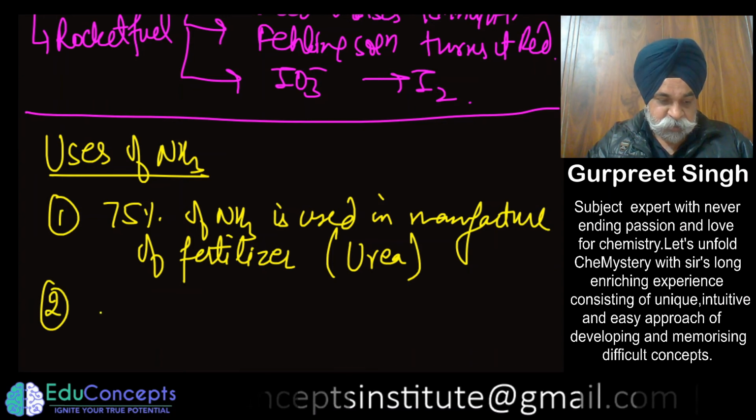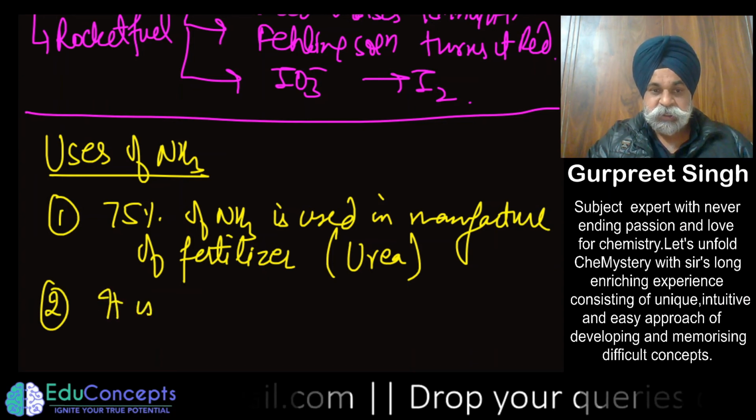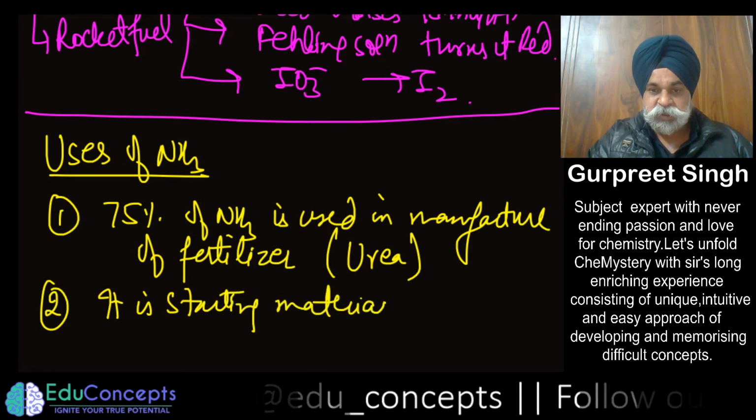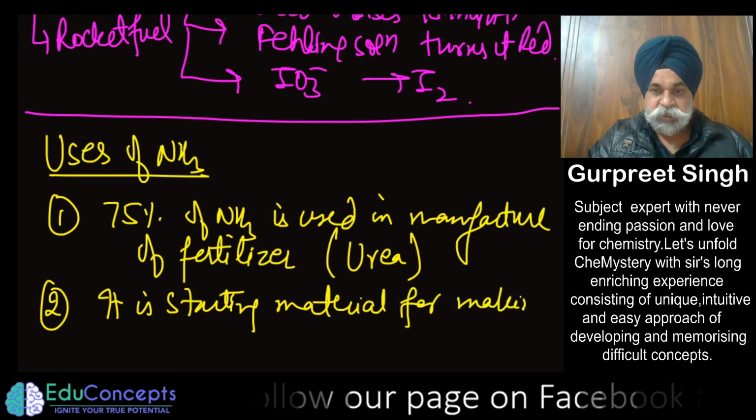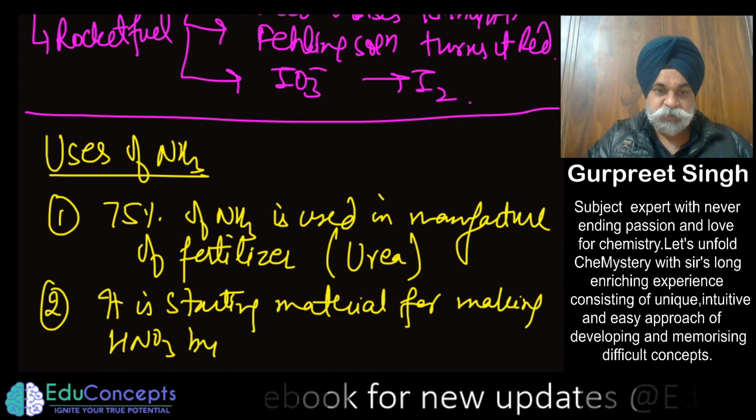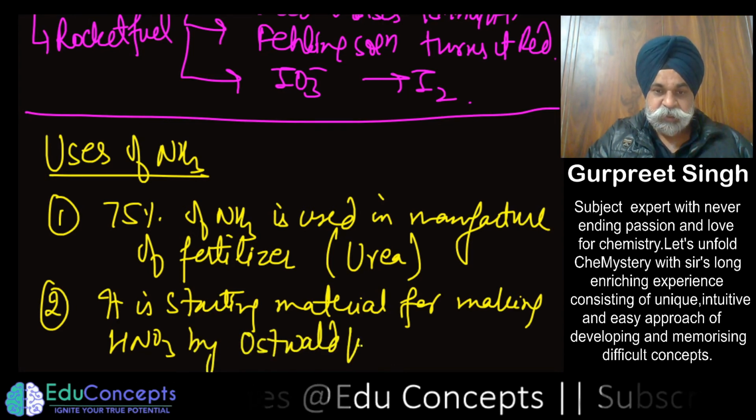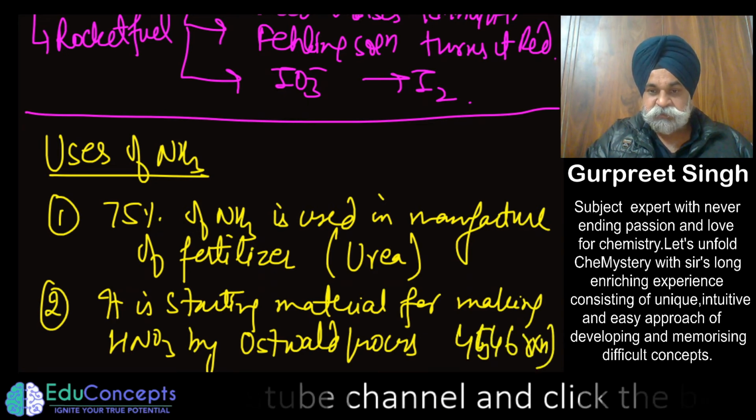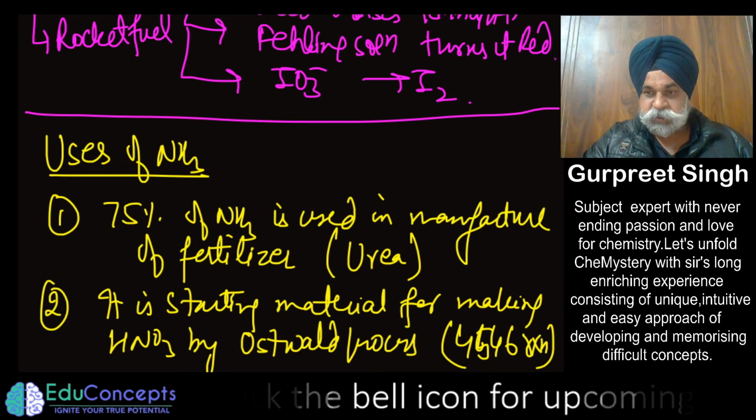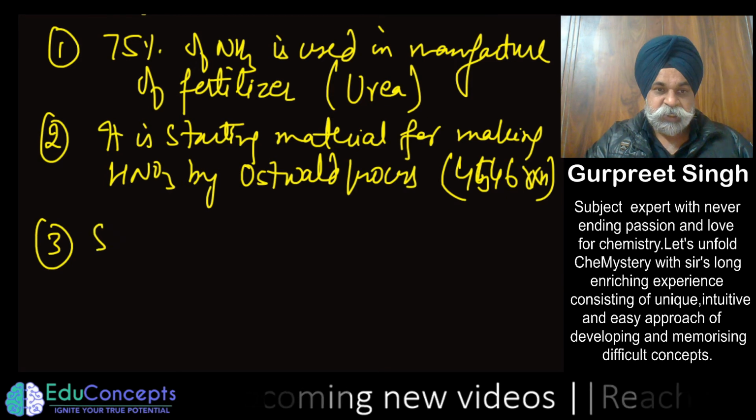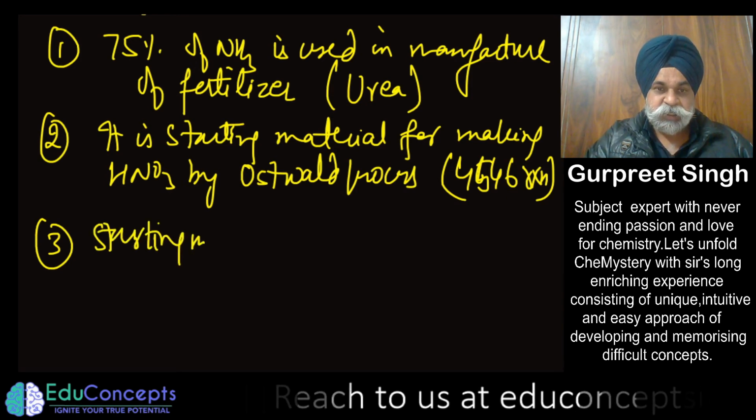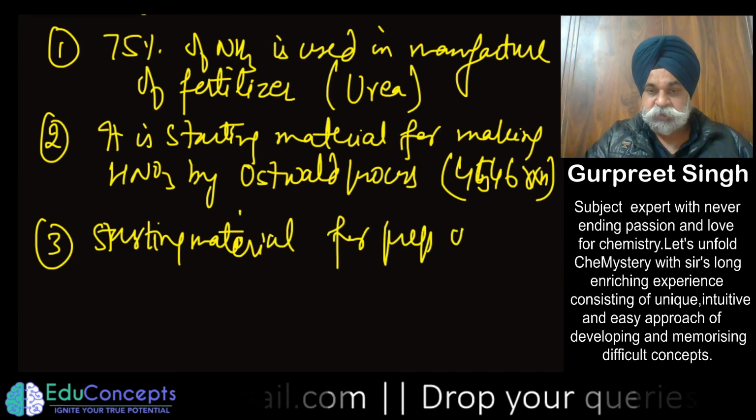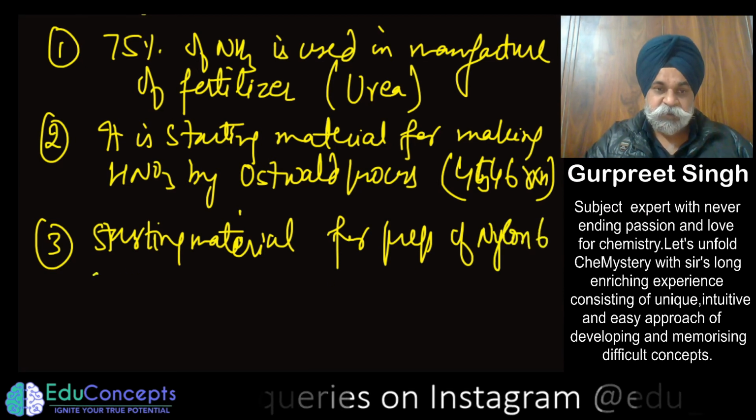Second, it is the starting material for making nitric acid by the Ostwald process. For that I gave you a small tip, the 4546 reaction. The name of the reaction was 4546. And this is also used as a starting material for the preparation of nylon 6 from caprolactam.